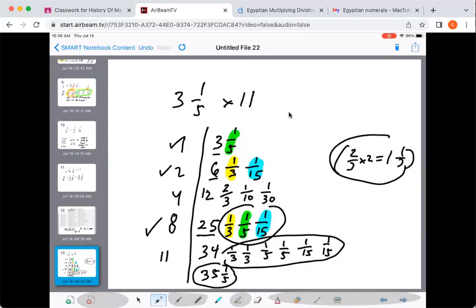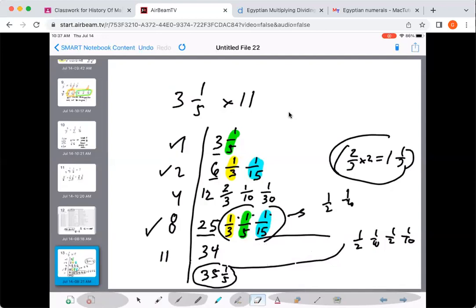They would have been very good. Like I mentioned, they knew 1/3, 1/5, 1/15 was the same thing as 1/2, 1/10. So they would change this maybe into 1/2, 1/10, 1/2, 1/10. I'll write it like this: 1/3, 1/5, 1/15, 1/3, 1/5, 1/15. Each of those could be replaced with 1/2, 1/10.